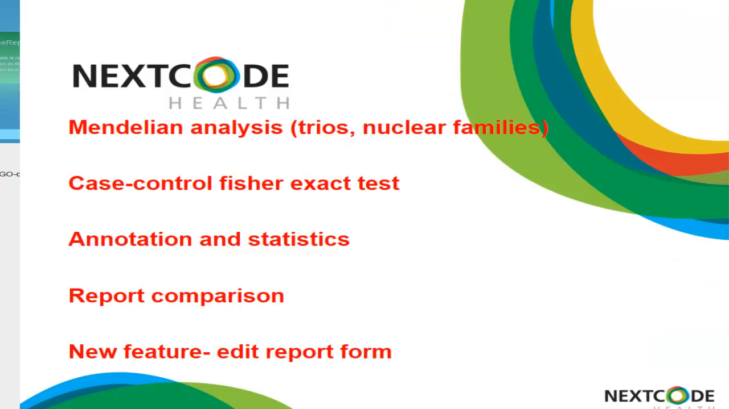So in summation, the Report Creator is populated by reports that will help you solve your Mendelian, recessive, dominant, X-linked, and de novo cases. It will do your case control Fisher exact test analysis. It will annotate and generate statistics for candidate gene lists. It will annotate and generate statistics for subjects and subject lists. It will compare reports you have generated. Lastly, a new feature allows you to quickly make changes to previously created reports.